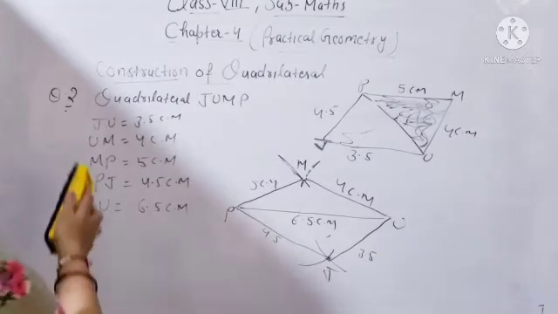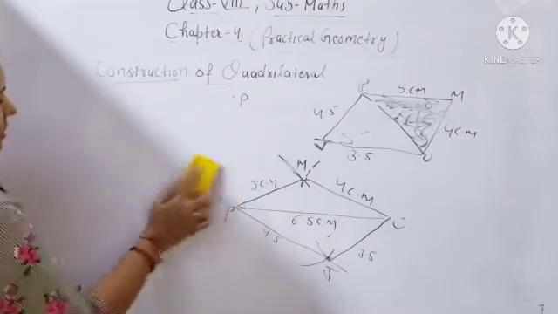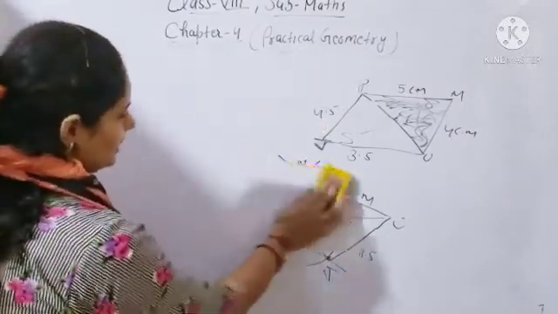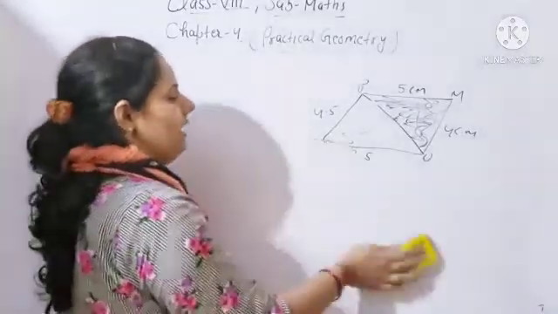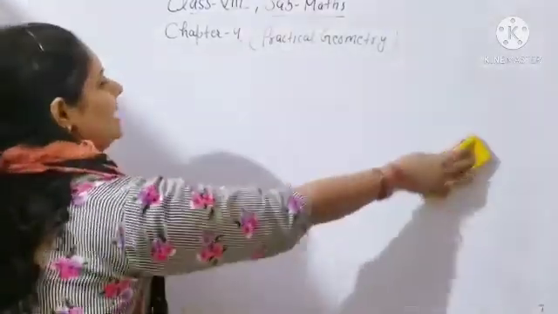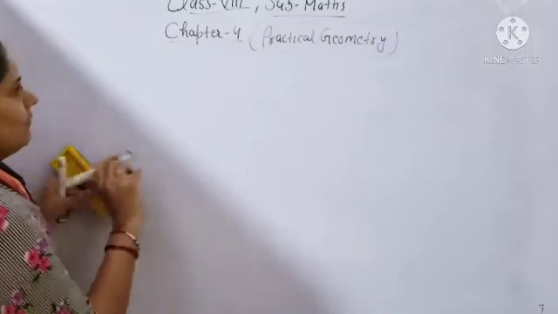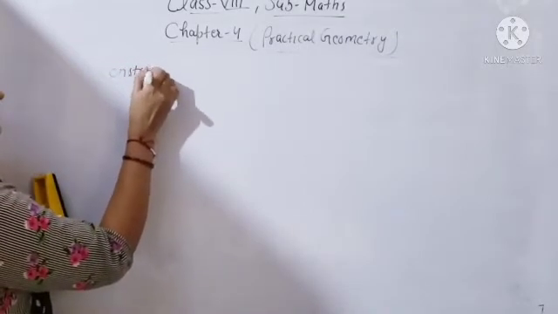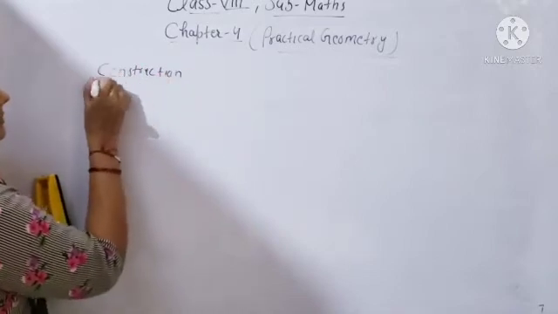In this quadrilateral also, you have to write the construction. And construction, how will you write? Step by step you will write like that, same as in question number 1 I have told you. First step, you will write construction. In construction, step by step you will write.